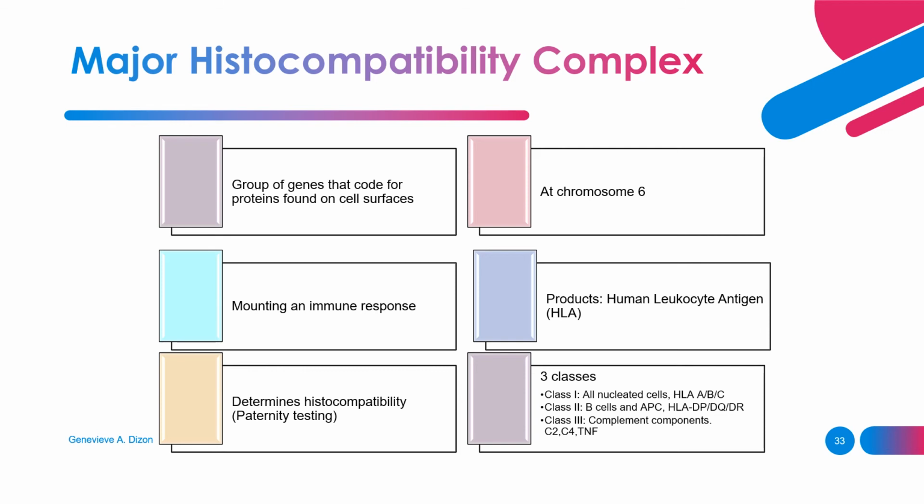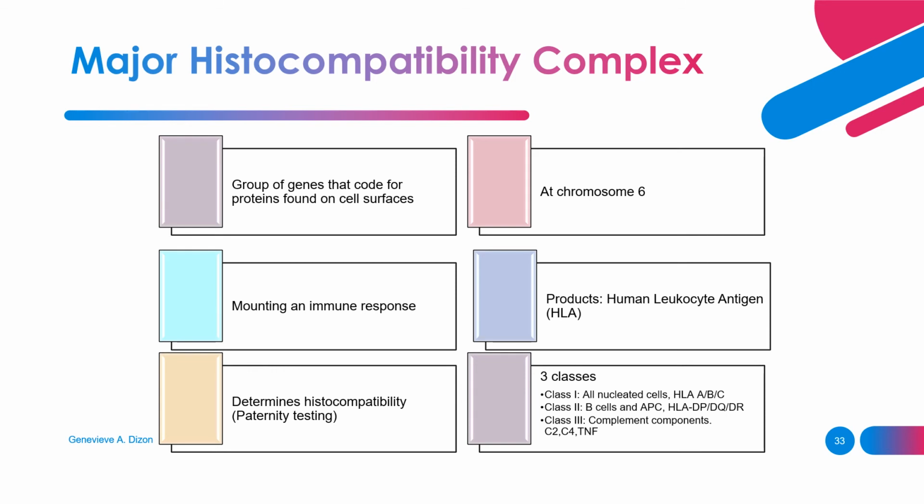Class 2 molecules are expressed in B cells and all antigen-presenting cells. Their genetic loci are found in the regions of HLA DP, DQ, and DR. Their major function is to present antigens to helper T cells.